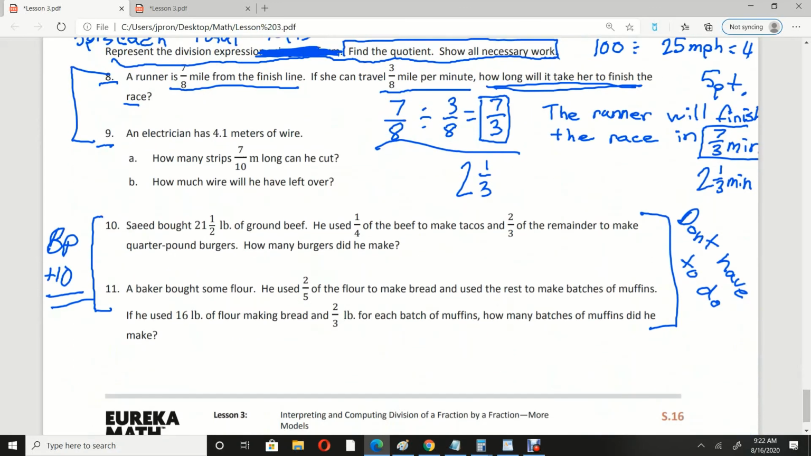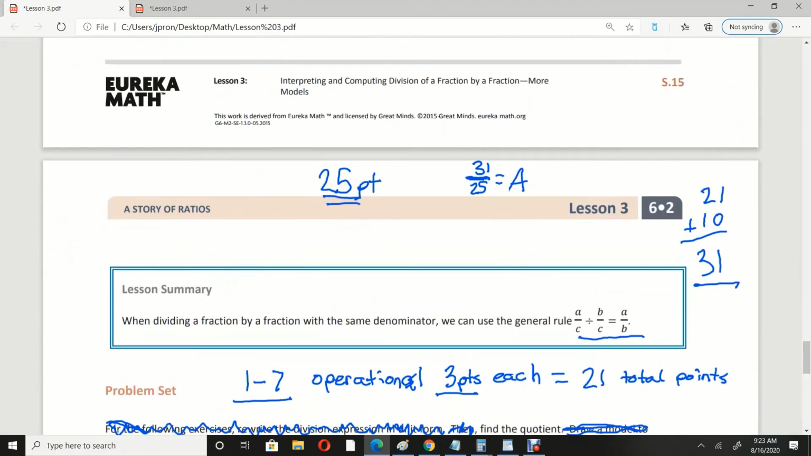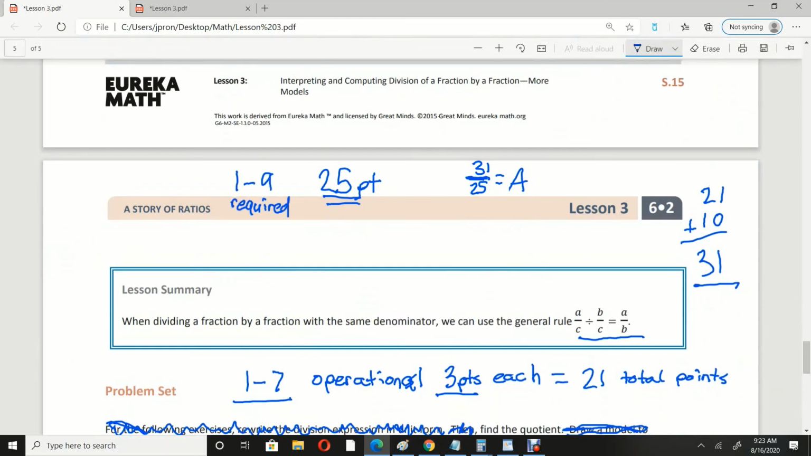I do talk about it. Great. But 10 and 11 are bonus points. You don't need to do this. You need to do 1 through 9. We did them together. 1 through 9. Required. 10 and 11 are bonus points.